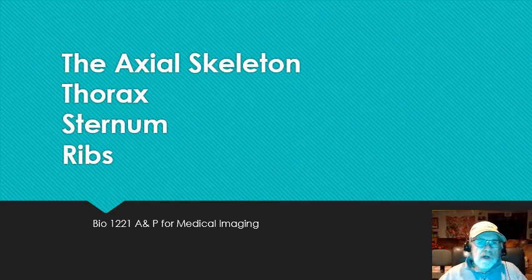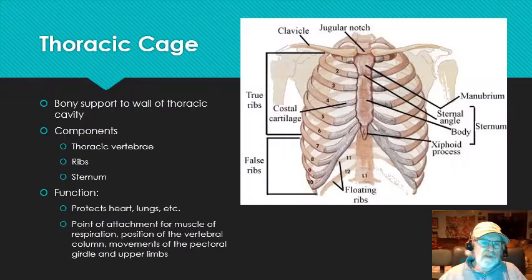Okay, we're going to talk now about the axial skeleton. A number of videos we've already done have been on the appendicular skeleton. Now it's time to concentrate a little bit on the axial skeleton. And today in this video, we're going to talk about the thorax, particularly the sternum and the ribs. We'll talk about the vertebral column in another one of the PowerPoint videos, but at this point we just want to talk about the sternum and the ribs. Ribs first, and then go from there.